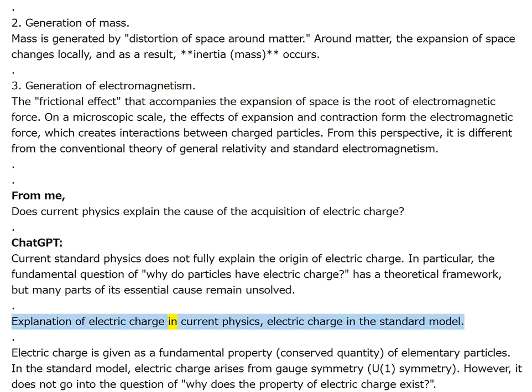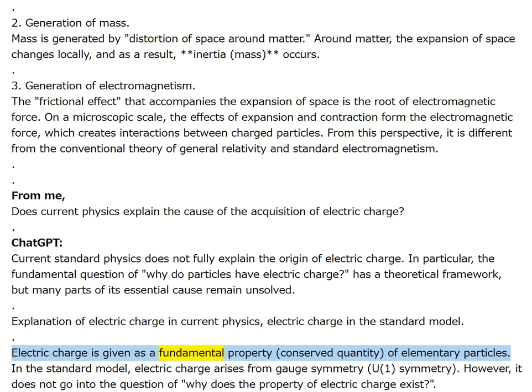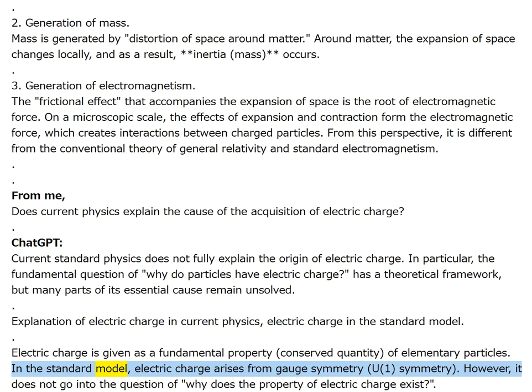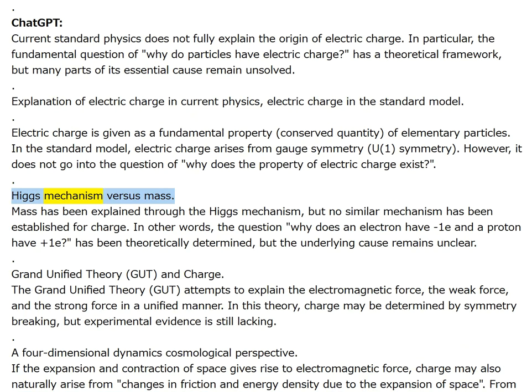Explanation of electric charge in current physics, electric charge in the Standard Model. Electric charge is given as a fundamental property, a conserved quantity, of elementary particles. In the Standard Model, electric charge arises from gauge symmetry, U(1) symmetry. However, it does not go into the question of why the property of electric charge exists. Higgs mechanism versus mass: mass has been explained through the Higgs mechanism, but no similar mechanism has been established for charge. In other words, why an electron has -1e and a proton has +1e has been theoretically determined, but the underlying cause remains unclear.